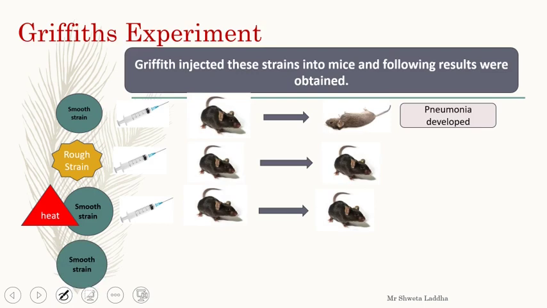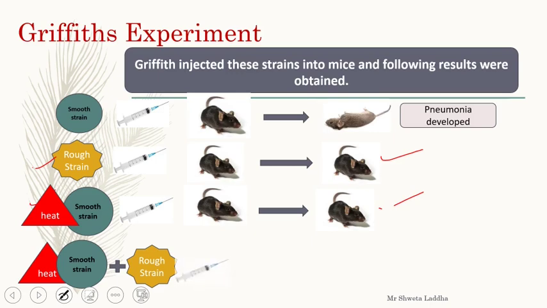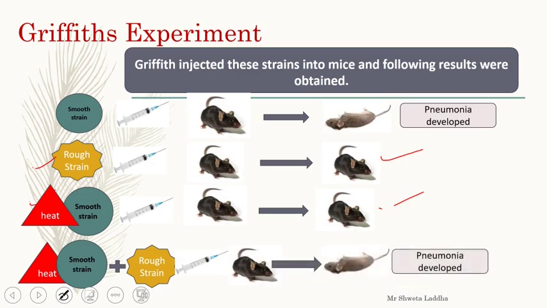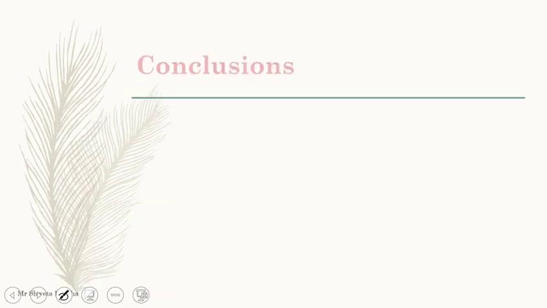Now what he does is mix the smooth strain and the rough strain together. See, when only the rough strain was added, mice lived. When heat-killed smooth strain was added, mice lived. But now when he mixes these two, surprising results were obtained when he injected this into the mice. And what was the surprise? The mice died because pneumonia developed. So when heat-killed smooth strain and the rough strain together were injected into the mice, pneumonia developed.